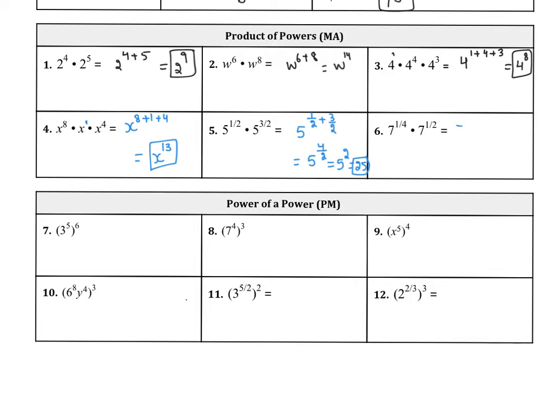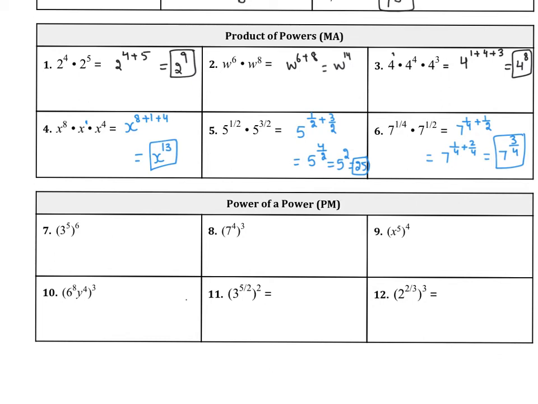Next is 7 to the power 1 over 4 plus 1 over 2. So that's going to be 1 over 4 plus 2 over 4. So 7 to the power 3 over 4. Remember, when you're adding fractions, you need to have the same denominator. So that's why 1 over 2 is turned into 2 over 4.